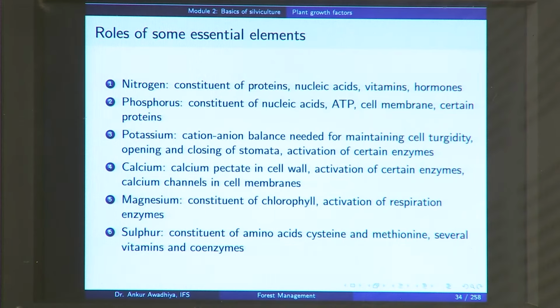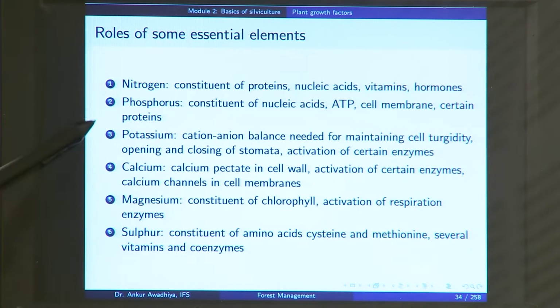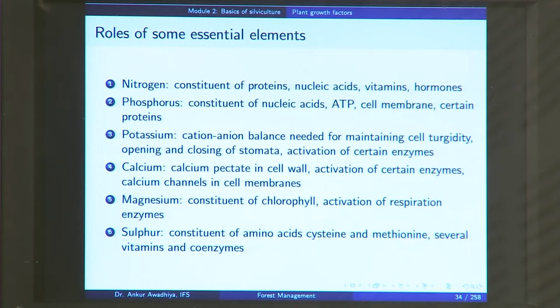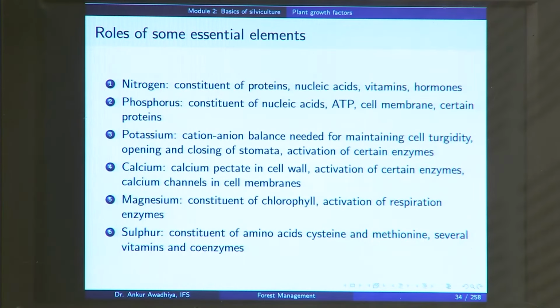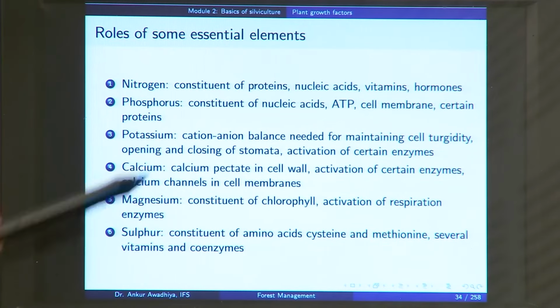Now, this intake and release of the salts is maintained through the cation anion balance, which is done through the use of potassium. Potassium also plays a role in the activation of certain enzymes. Another essential element is calcium. Calcium is present in the form of calcium pectate in the cell wall. It is required for the activation of certain enzymes, and it is also useful in the case of calcium channels in the cell membranes.